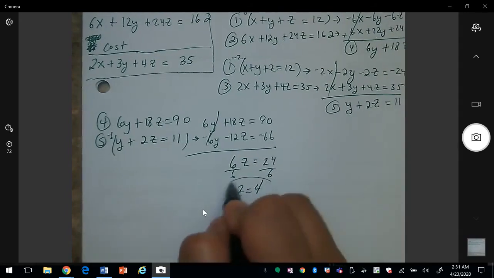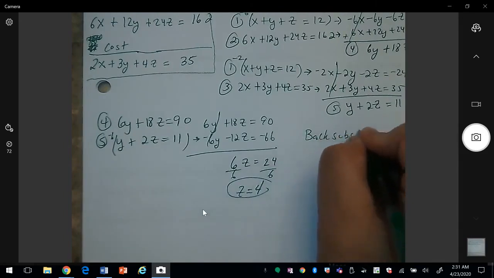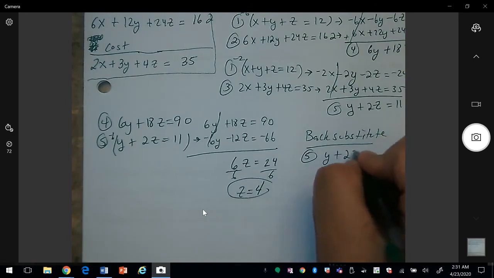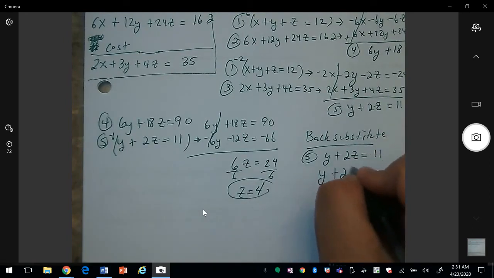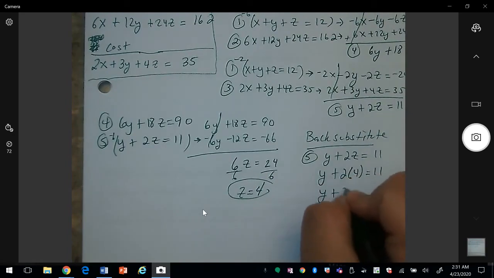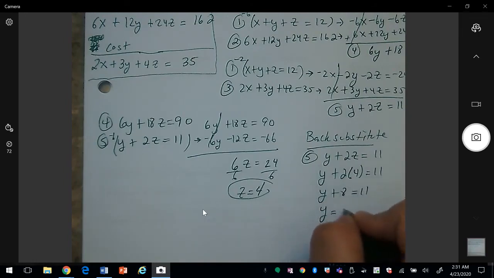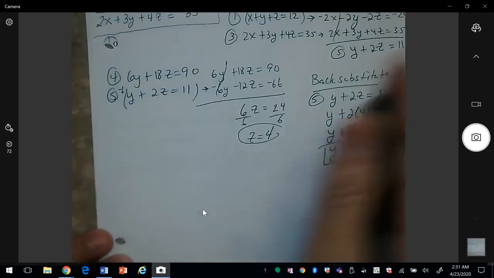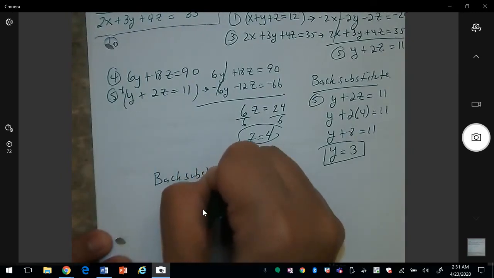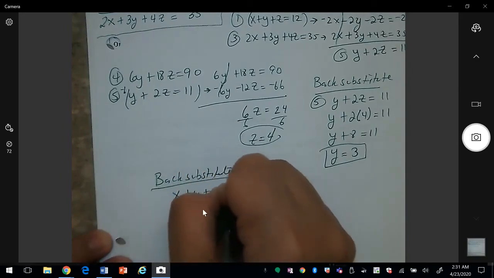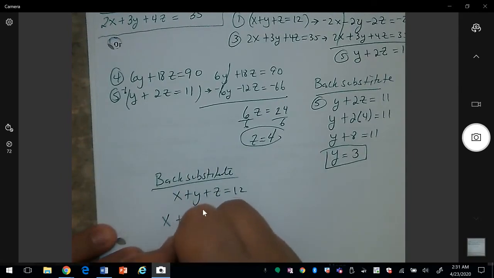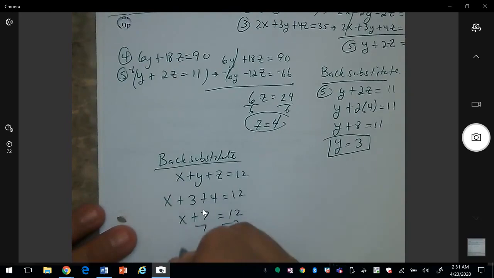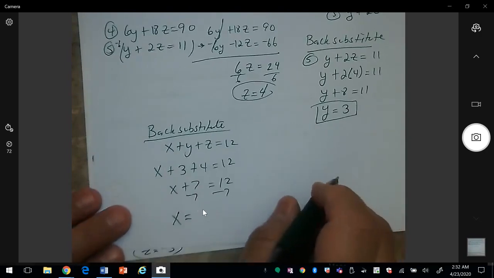So we're going to back substitute into equation 4 or 5. I'm going to choose equation number 5. Here we know that Z is equal to 4. Subtract 8, so Y is equal to 3. And then finally, back substitute into the original equation. Here we know that Y is 3, Z is 4. Subtract 7, so we get 5.